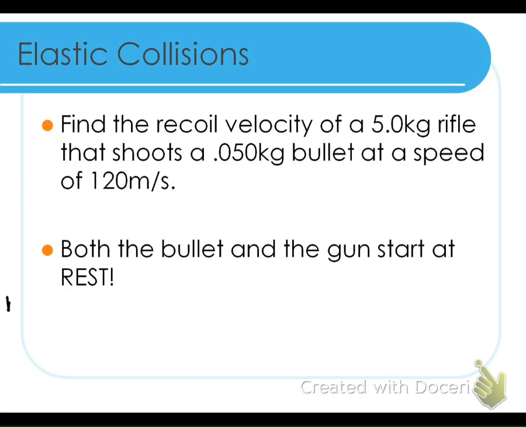All right. So our mass 1 is 5 kilograms. Our velocity 1 is 0. Mass 2 is 0.05. V sub 2 equals 120. And that's going to be V sub 2 prime, right? Because that's after it's fired. So V sub 2 prime.